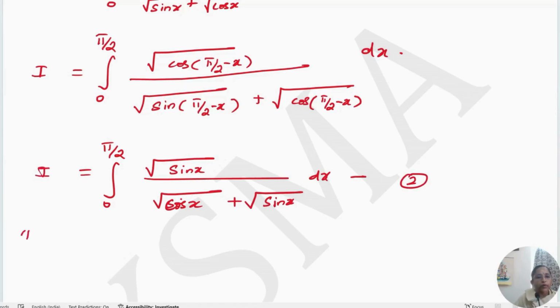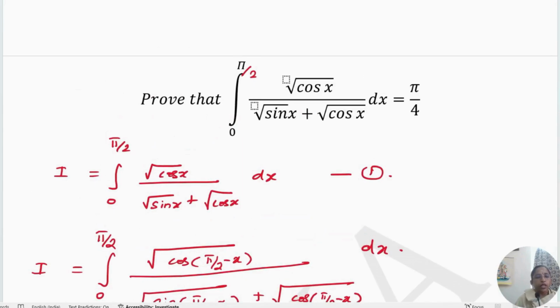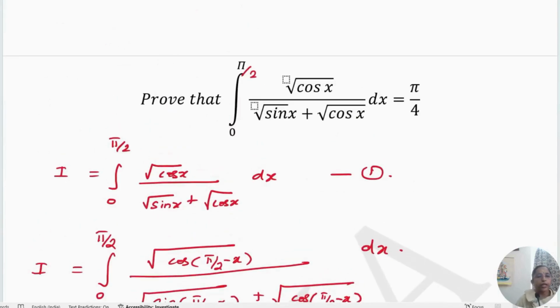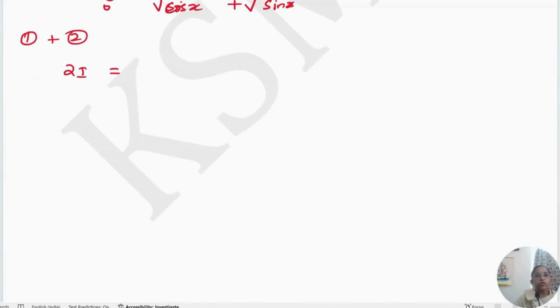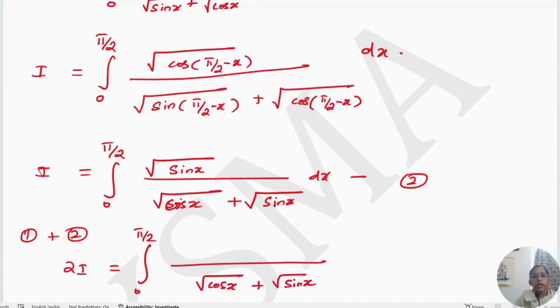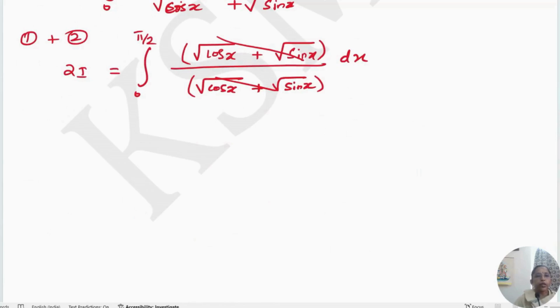So now you can add equation number 1 and 2. The left side will be 2 times I. Look at equation number 1: in the numerator we have root of cos x and here root of sin x, and the denominator part is the same. So you can take the common denominator. So 2I is equal to integration 0 to pi by 2, with the common denominator root of cos x plus root of sin x, and in the numerator, in the first equation we have root of cos x, and in the second we have root of sin x, dx. So the entire item will get cancelled with each other, so it will be equal to 1.